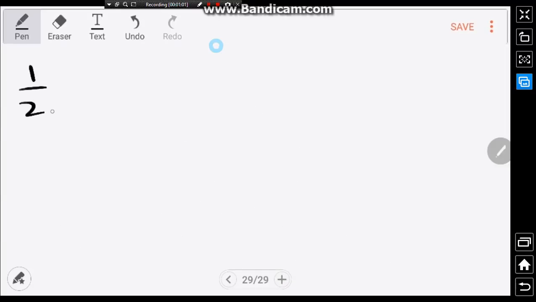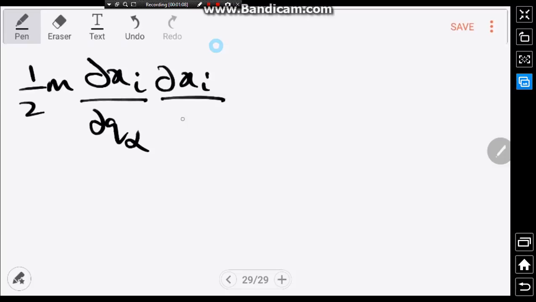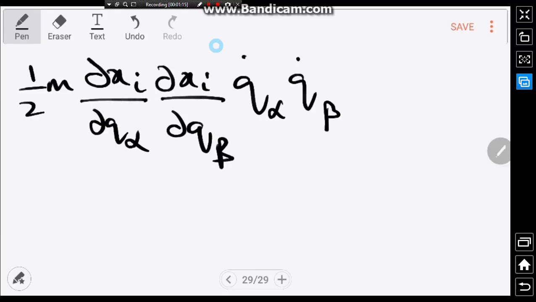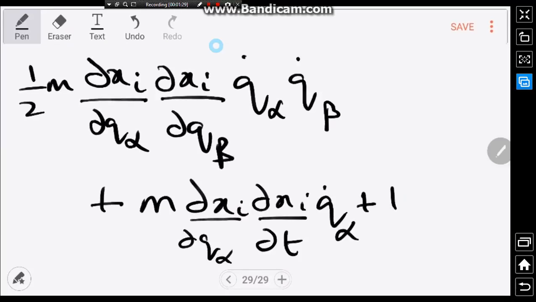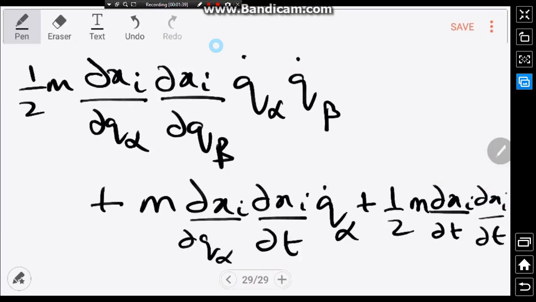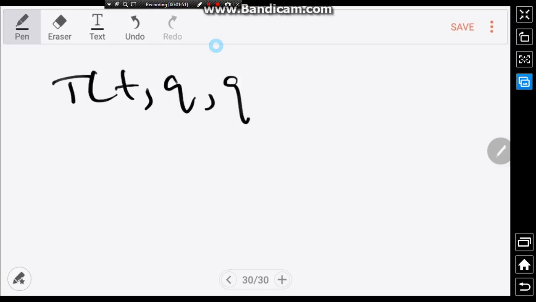which becomes 1/2 m ∂x_i/∂q_alpha times ∂x_i/∂q_beta times q_alpha dot times q_beta dot, plus m times ∂x_i/∂q_alpha times ∂x_i/∂t times q_alpha dot, plus 1/2 m ∂x_i/∂t into ∂x_i/∂t. This entire equation can be abbreviated as T(t, q, q dot).